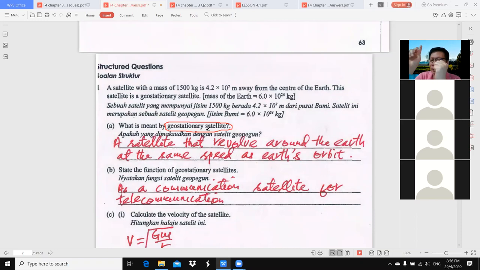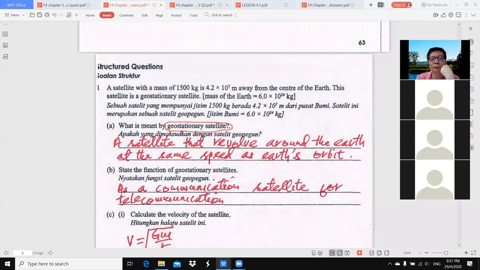24 hours make one turn. So meaning that the satellite and the Earth are turning with the same speed. So this satellite will always stay constant in the sky of Malaysia, because they follow the same speed, turn like that, isn't it? Remember now, this kind of satellite is called a geostationary satellite.